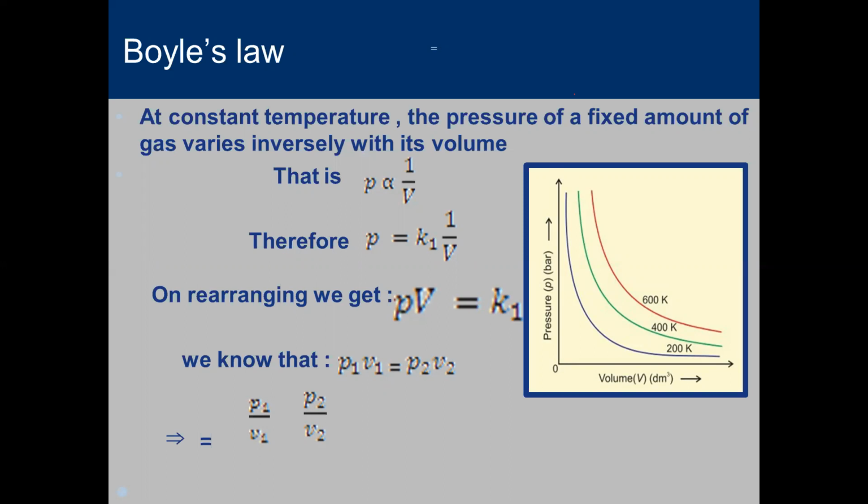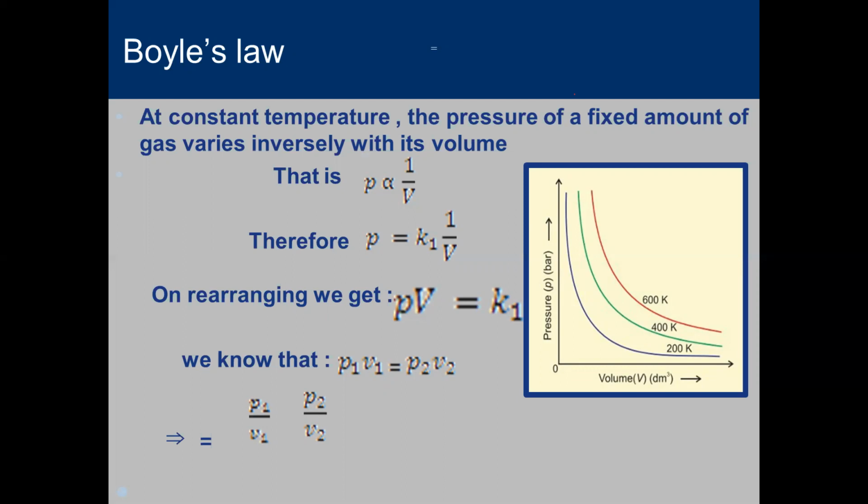And if you remove the proportionality sign, we can introduce a constant which is denoted by K1 here. So P is equal to K1 into 1 upon V. On rearranging, we get PV is equal to K1. So if we have a certain amount of gas at a particular temperature with pressure P1 and initially volume V1, suppose we change its pressure P1 to P2, then its volume will change from V1 to V2.